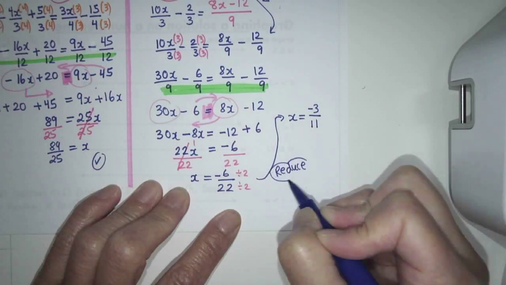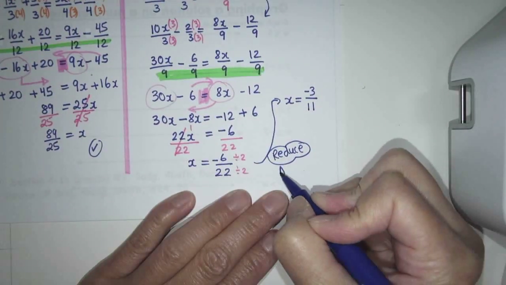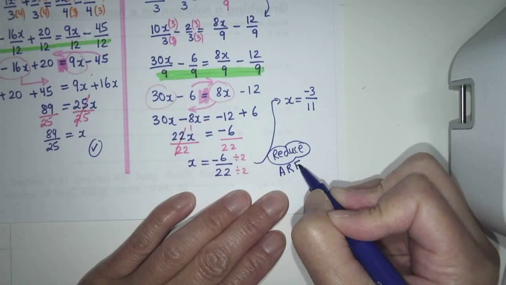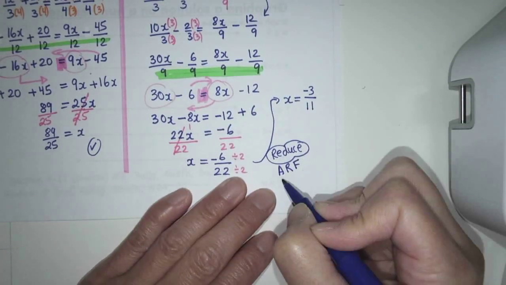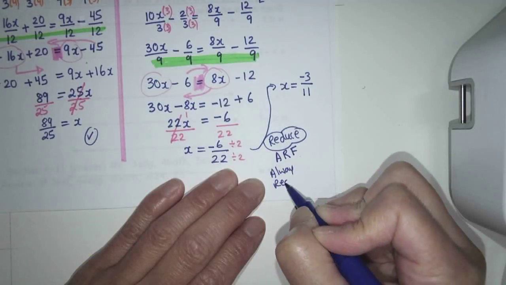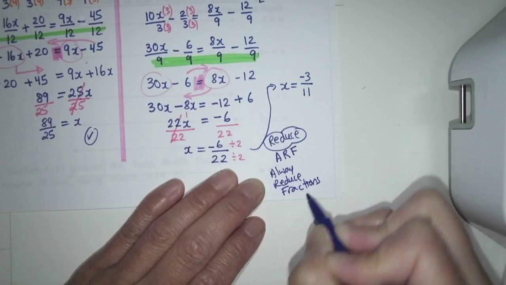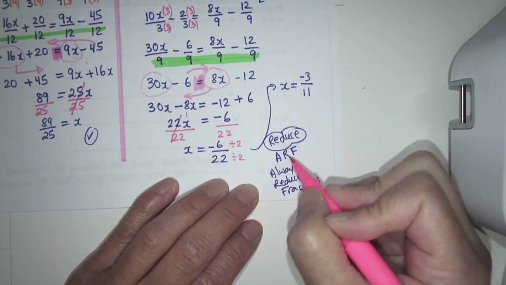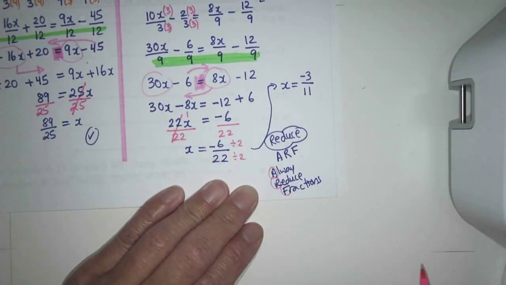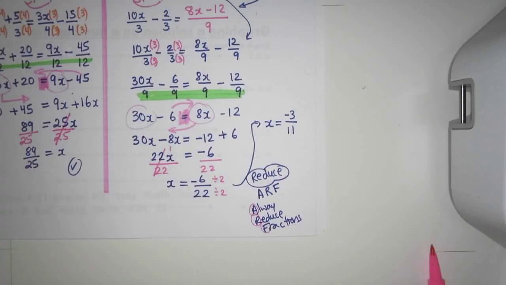So we do want to reduce. Always reduce your fractions. I sometimes use the short form, A for always, R for reduce, F for fractions. So you'll see if I have a short form ARF, that's ARF. Always reduce your fractions. But you want to reduce that fraction. Always, always, always.